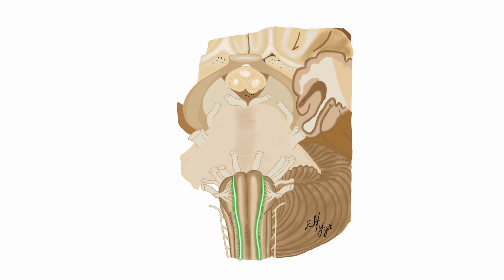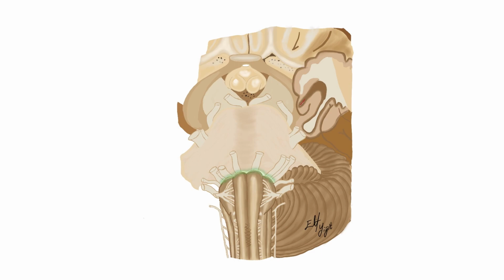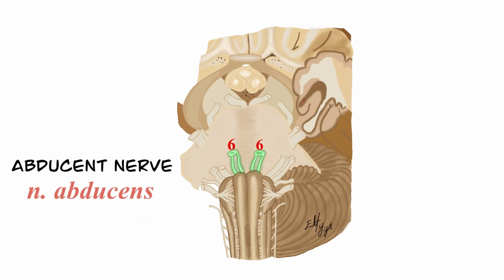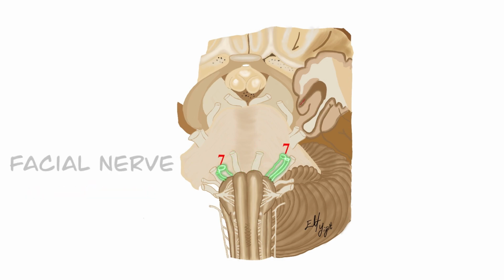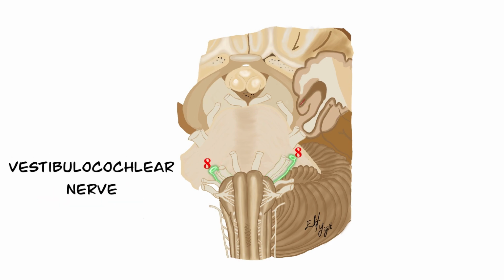Between pyramis and oliva, in other words, from sulcus anterolateralis, hypoglossal nerve, which is 12th cranial nerve, exits. This nerve is also known as nervus hypoglossus in Latin. Let's sum up all the cranial nerve exits of medulla oblongata on ventral aspect. Arising from the junction between the pons and bulbus, 6th abducent nerve, nervus abducens, 7th facial nerve, nervus facialis, and 8th vestibulocochlear nerve, nervus vestibulocochlearis exit.